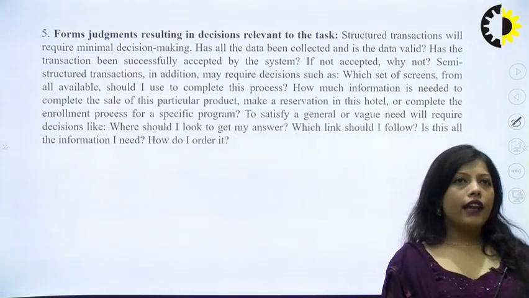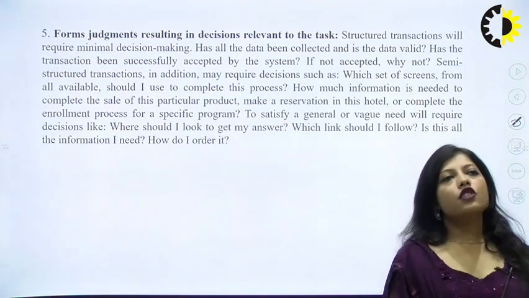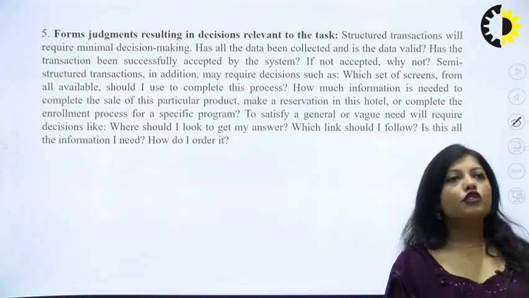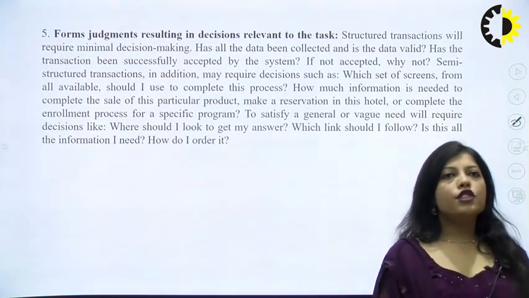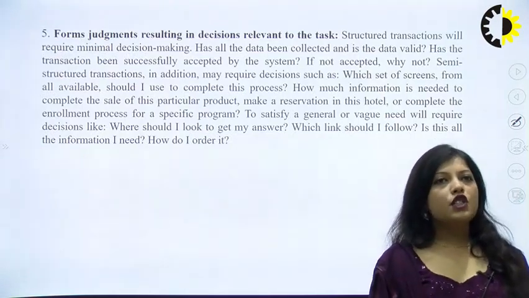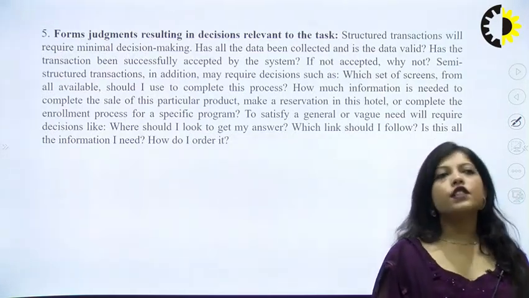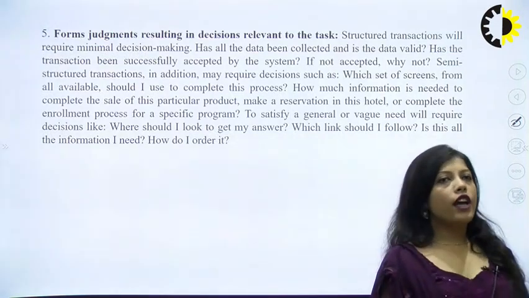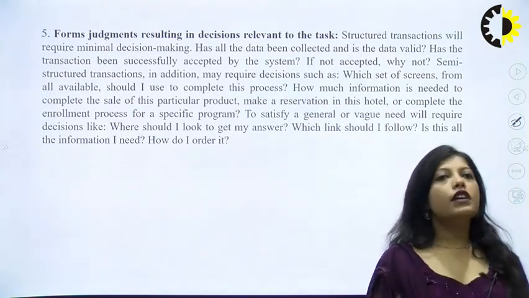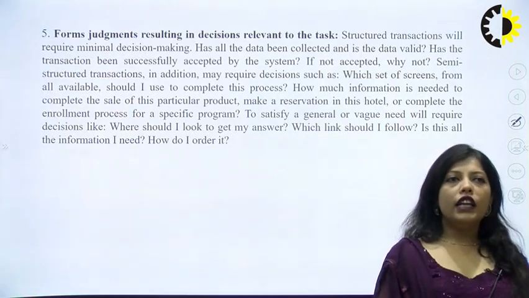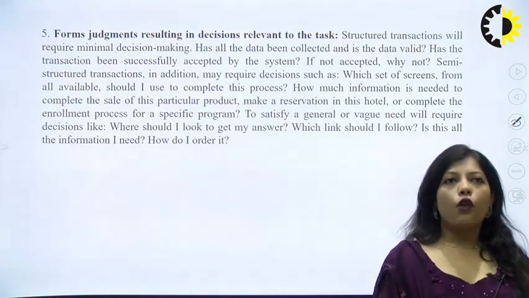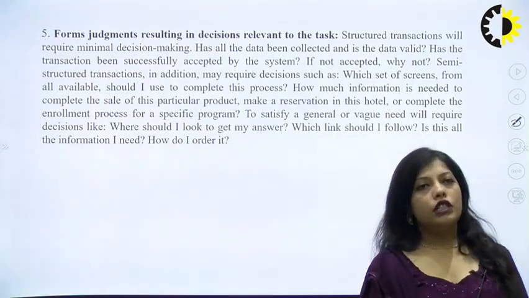So other judgments, like decisions in semi-structured transactions, in addition may require decisions such as which set of screens from all available should I use to complete this process, how much information is needed to complete the sale of this particular product, make a reservation in this hotel or complete the enrollment process for a specific program. So to satisfy a general need will require a decision like where should I look to get my answer, which link should I follow, is this all the information I need, how do I order it. So these are the 5 steps which we have to follow, which the screen users follow.